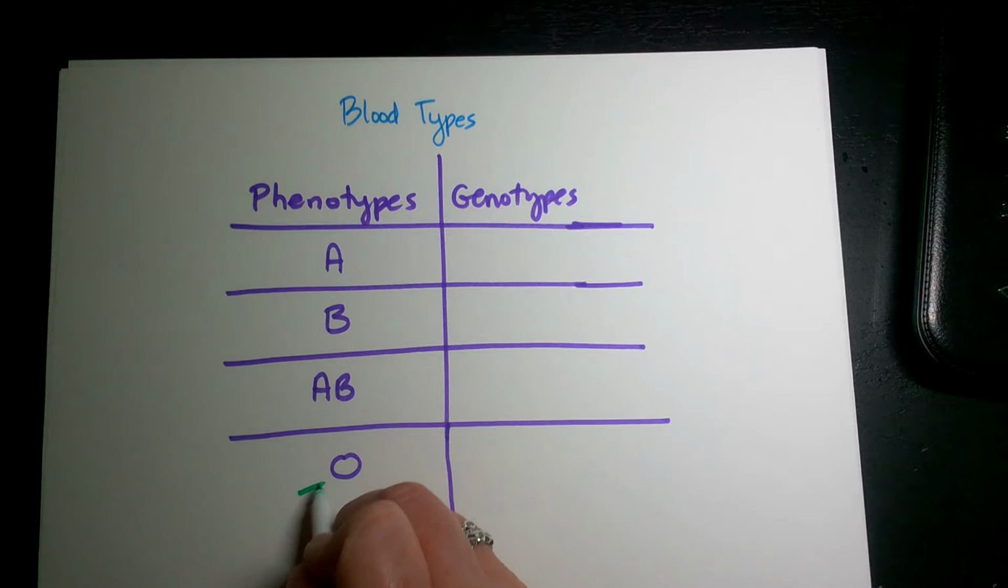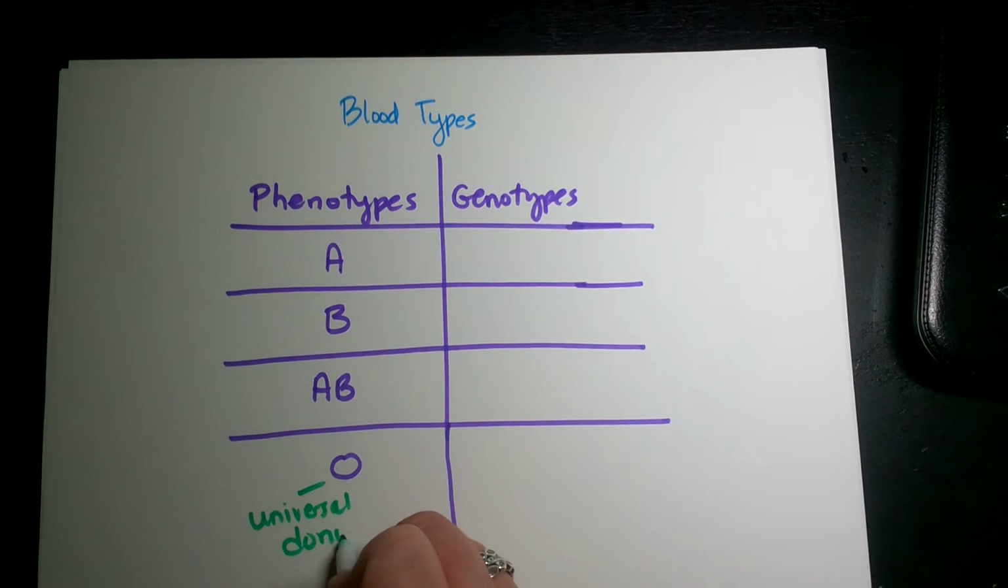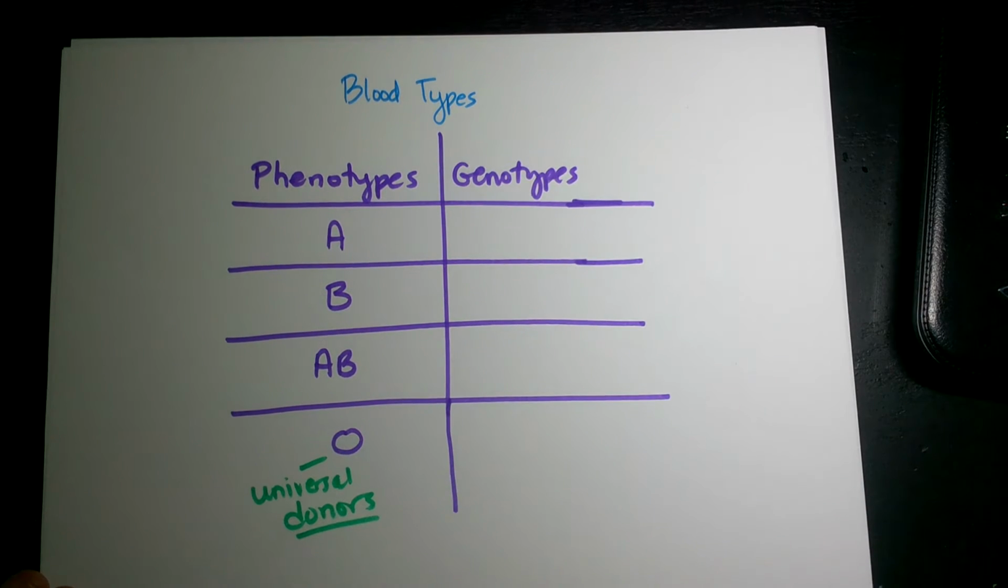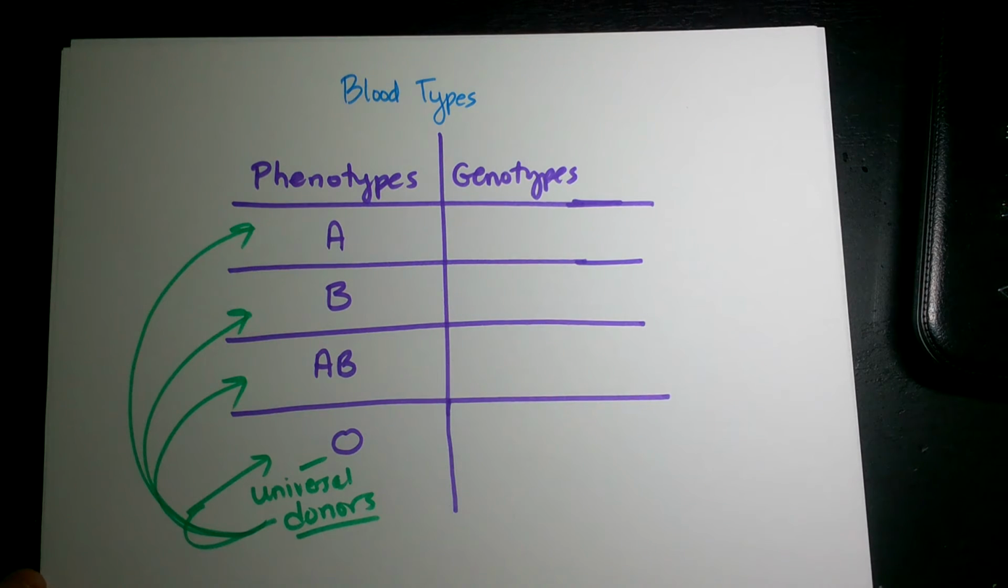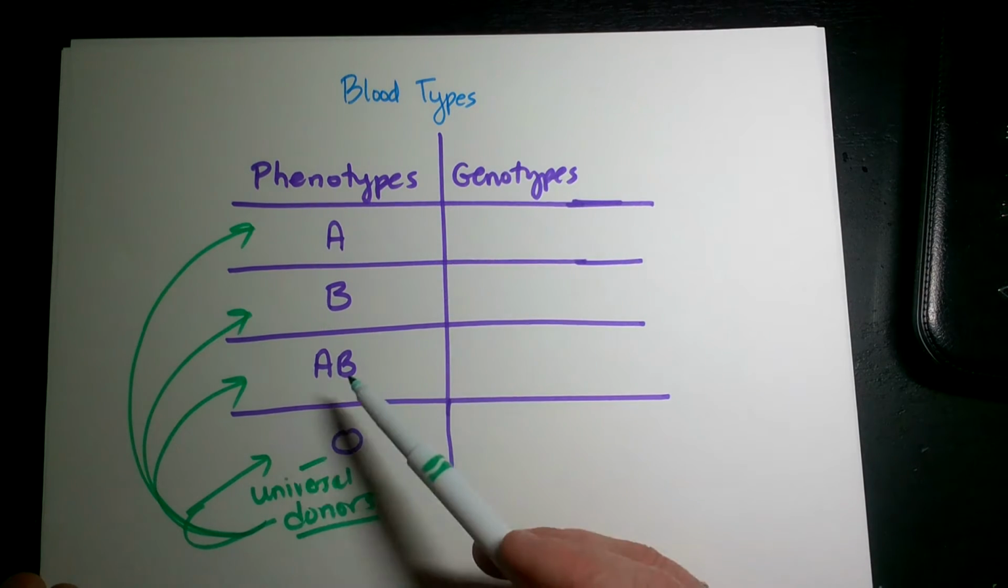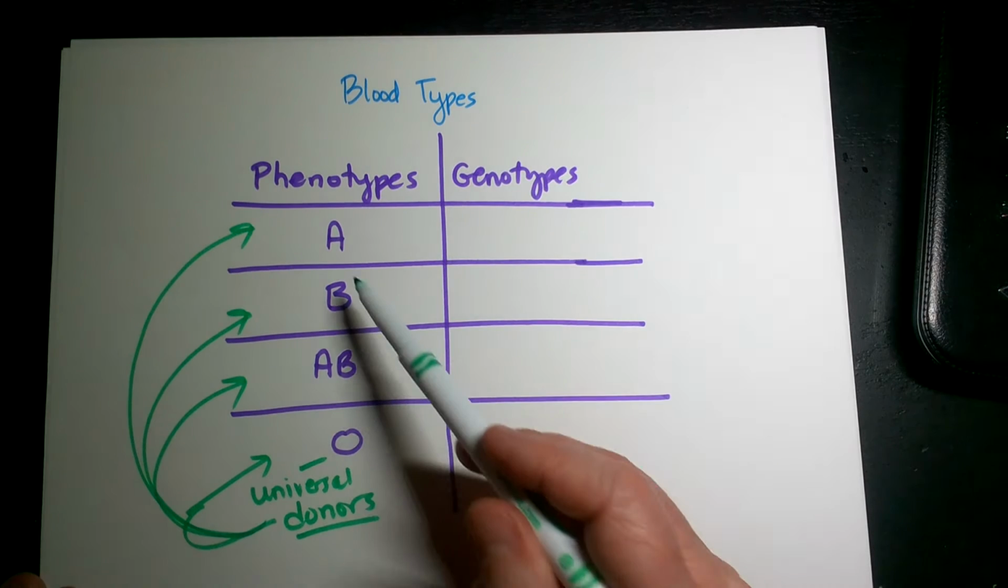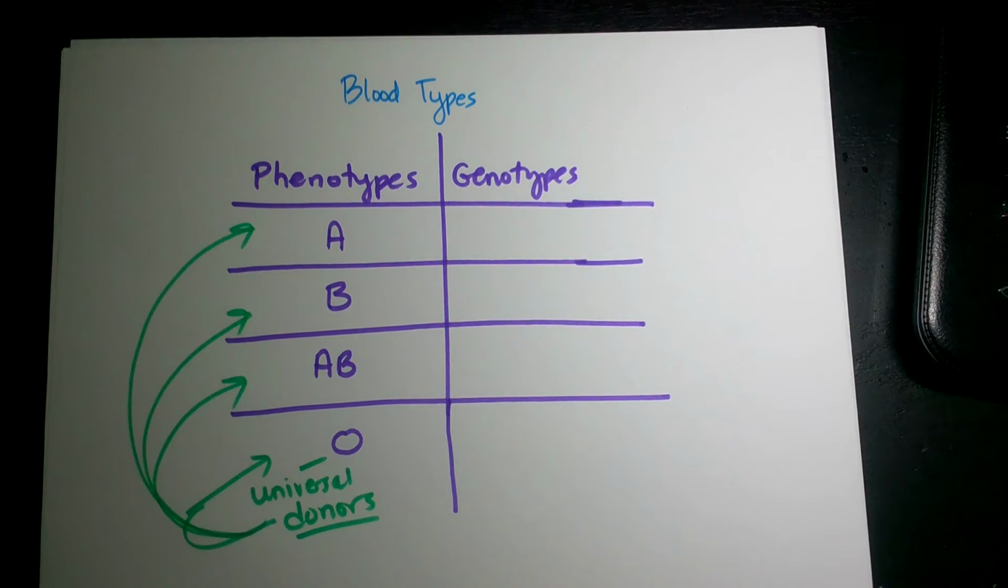So with type O, we call these universal donors. And the reason we say that is because they don't have any markers to make them look like bad guys. So type O's can give to type O's. They can give to ABs, they can give to Bs, and they can give to A's. So if you're a type O, they love to get your blood at the Red Cross because no matter what emergency occurs, your blood is pretty safe to give to anyone.